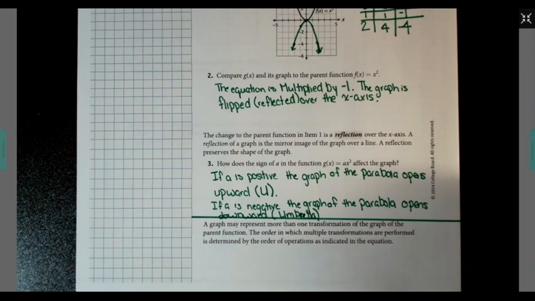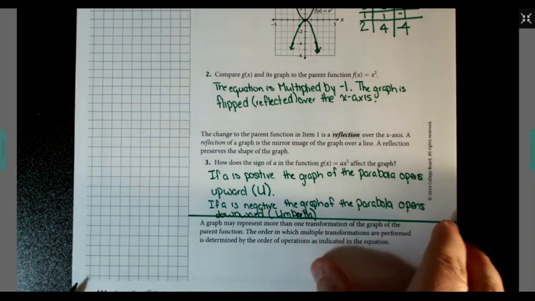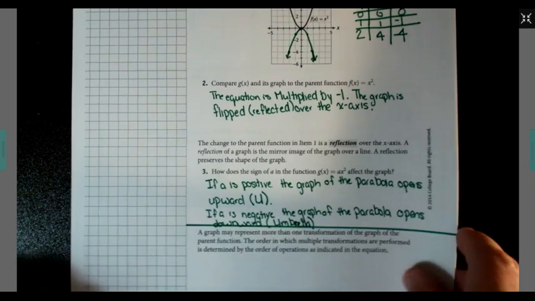Introduction to questions 4 to 7. A graph may represent more than one transformation of the graph of the parent function. The order in which multiple transformations are performed is determined by the order of operations as indicated in the equation.